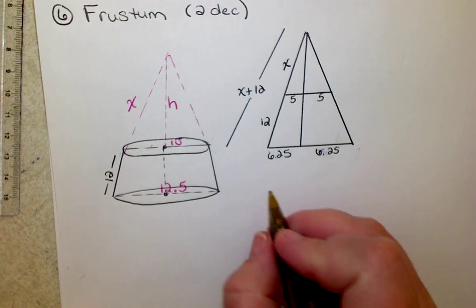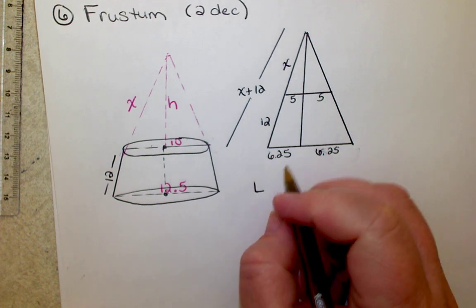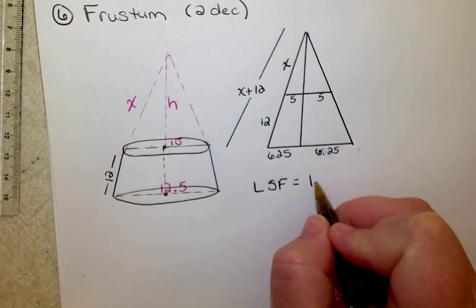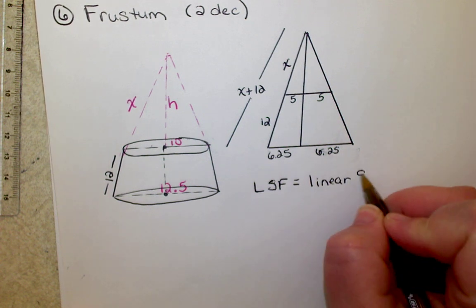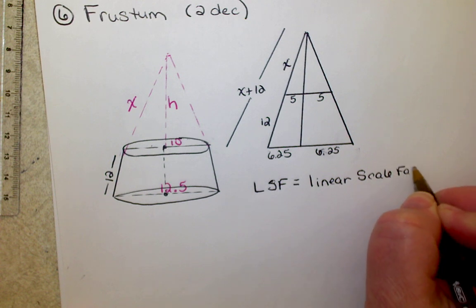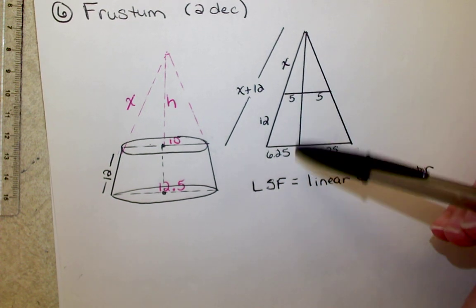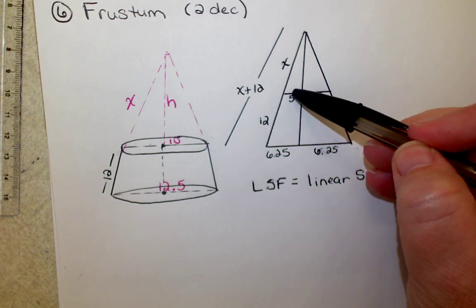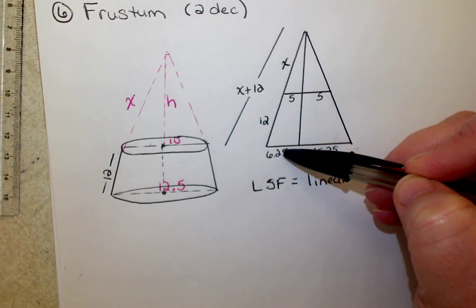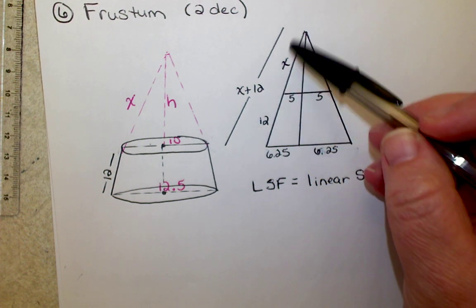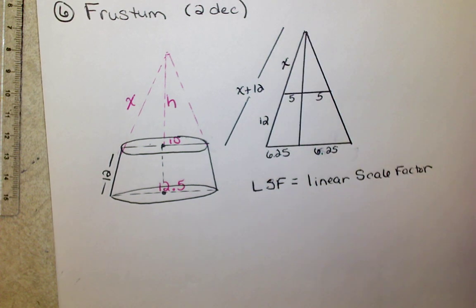We're going to go back to our similar triangles that we learned back in Math 2. We're going to use something called the LSF, the linear scale factor. In similar triangles, there's a theorem that says that the sides are proportional to each other. So if I do the radius of the little cone to the radius of the big cone, that's going to be the same ratio as the side of the little cone to the side of the big cone. So it's that scale factor. So let's figure this out.